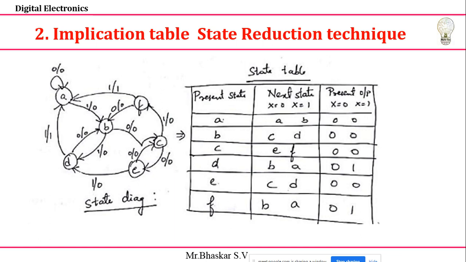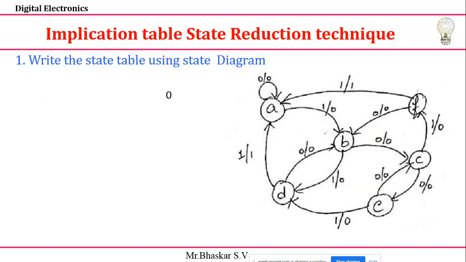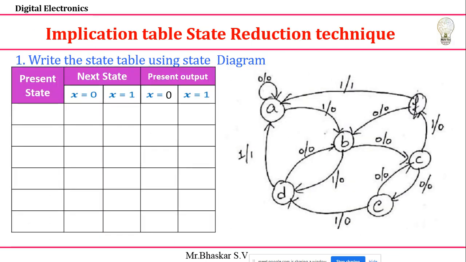Reduction technique. Now, this is the same state diagram I'm going to take, and I'm going to write the table. As usual, you write A, B, C, D, and you look at the diagram. You can see the same process I explained in the previous case, same example. From A, if the input is 0, you stay here only. If it is 1, it will go to B. That's why A, B and 0, 0 output.